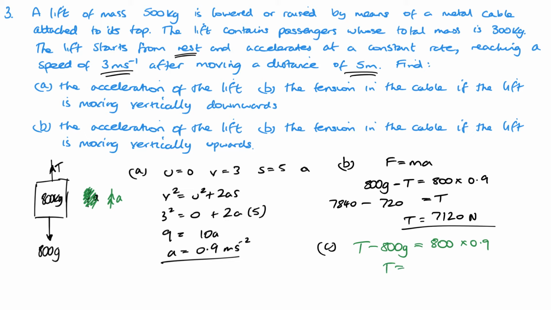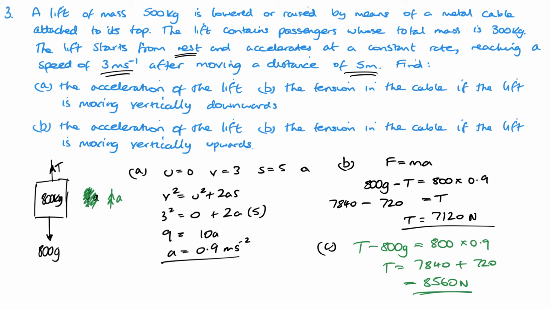So this time now we've got 800G, which was 7840, plus my 720. Which means that the tension in the cable is 8560. Okay, and it's exactly how you expect it.